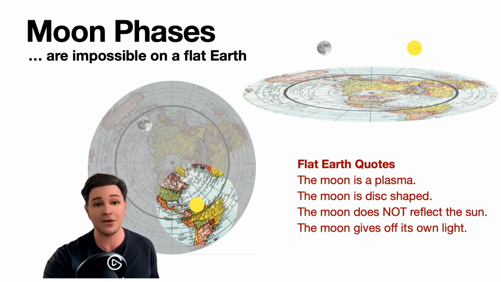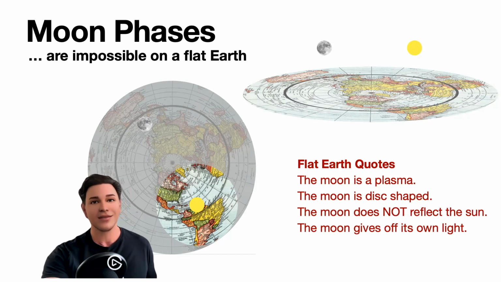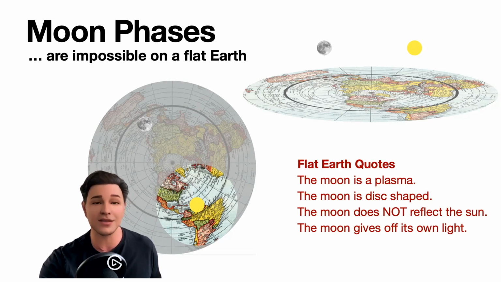You can't. So flat earthers come up with this: The moon is a plasma. The moon is disc shaped. The moon does not reflect the sun. The moon gives off its own light. No, that's just hocus pocus ways of dancing around the fact that the moon is lit by the sun, and that's what gives us the moon phases every month.